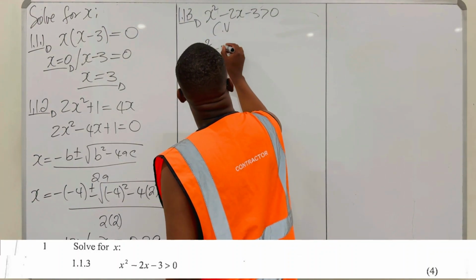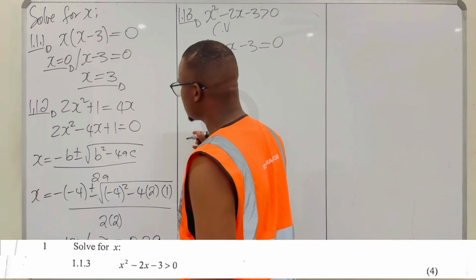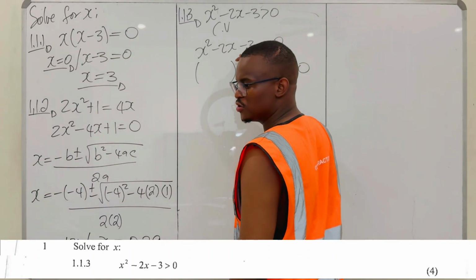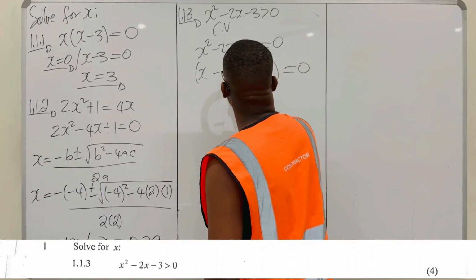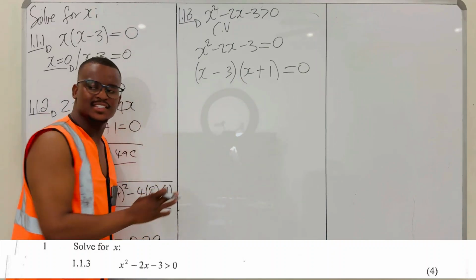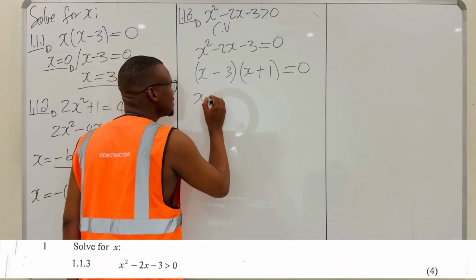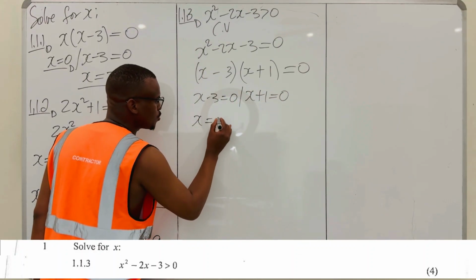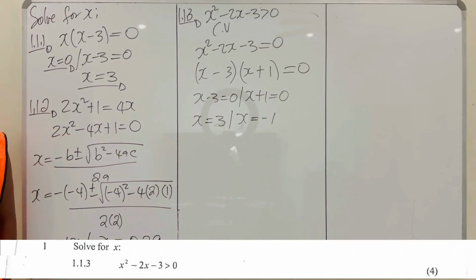So x squared minus 2x minus 3 is equal to 0. And then we factorize this. You can also use the quadratic formula to find the values of x. So you have x, you have minus 3, you have plus 1. You are multiplying 2 brackets and the product is 0, so at least one of them should be 0. It's either x minus 3 is 0 or x plus 1 is 0. So x is equal to 3 or x is equal to minus 1. These are your critical values.